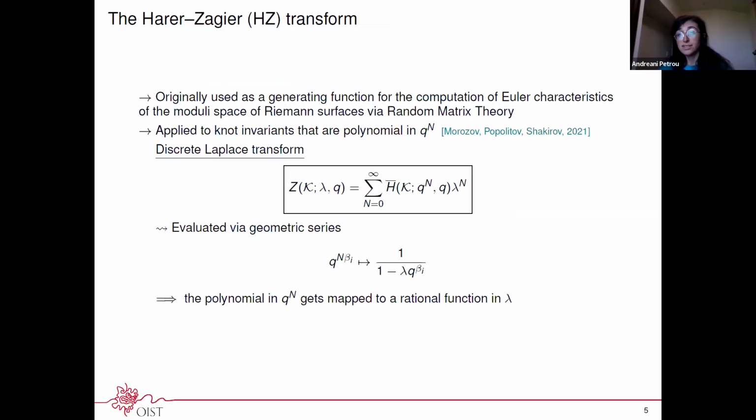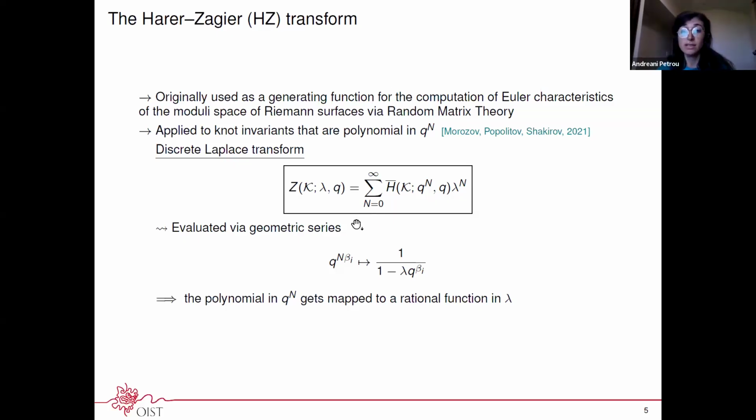The Harer-Zagier transform is a tool that originates from random matrix theory, and it was used to compute Euler characteristics of the moduli space of Riemann surfaces. It has recently been proposed by a group of theoretical physicists that it could be applied to knot invariants that are polynomial in q to the power n. In this context, it takes the form of an infinite sum over n and replaces the variable n with a new variable lambda.